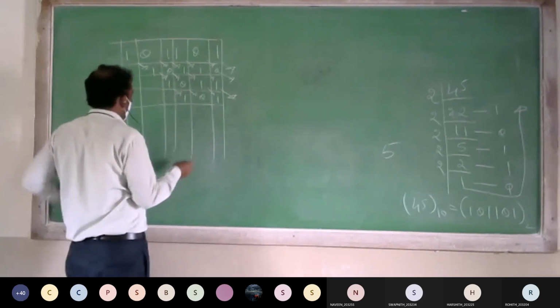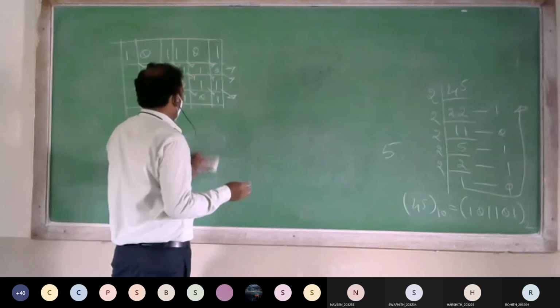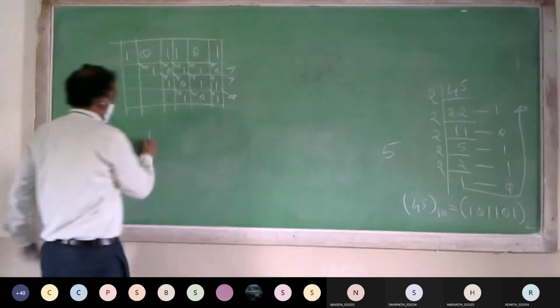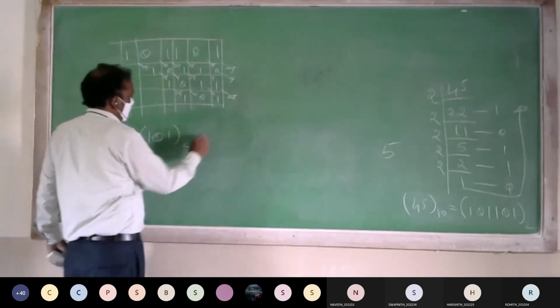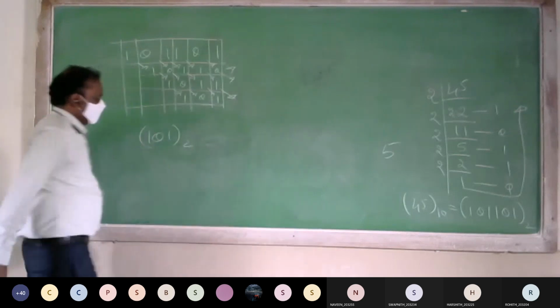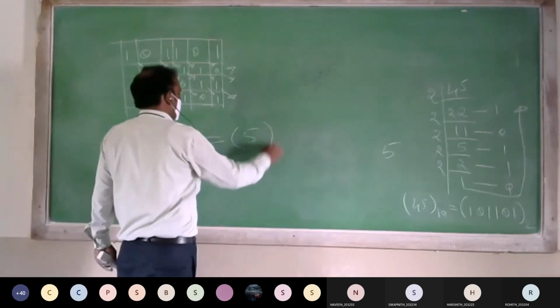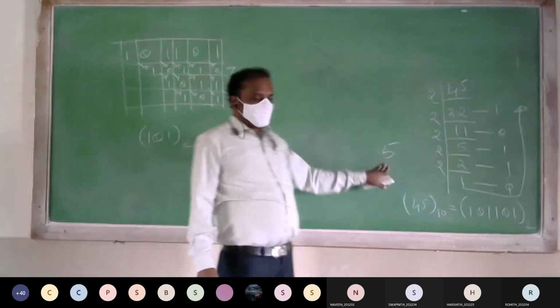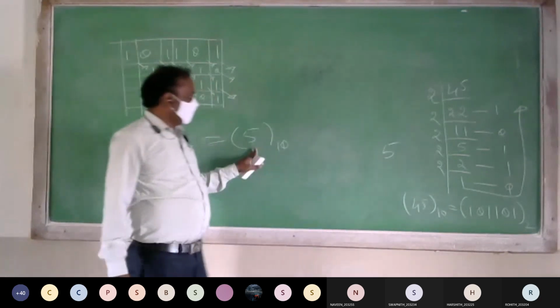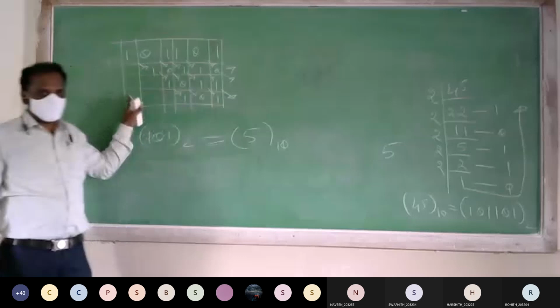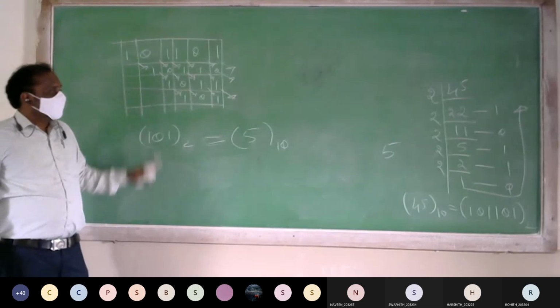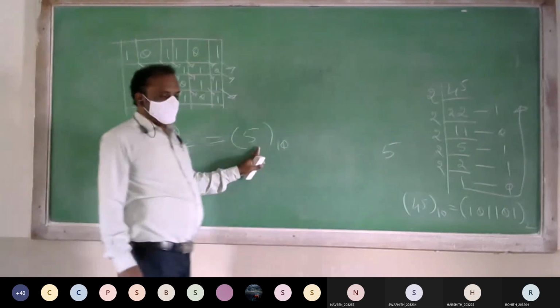So what is our final answer? The final answer is 101. What is 101 in decimal? In decimal it is 5. So whatever answer we got by using the formula, we have got the same answer by using the memory diagram. So bitwise right shift.